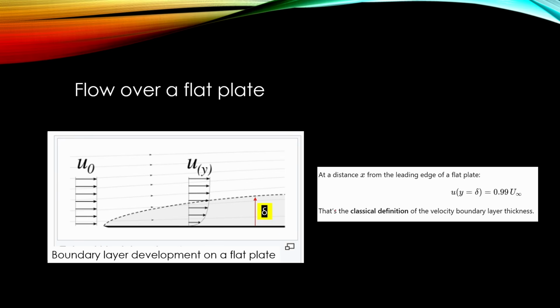And we define our boundary layer thickness as the distance from the surface of this plate at which the fluid velocity is 99% of the incoming free stream velocity. It means that this boundary layer thickness is increasing when we measure distance from the leading edge of this plate.